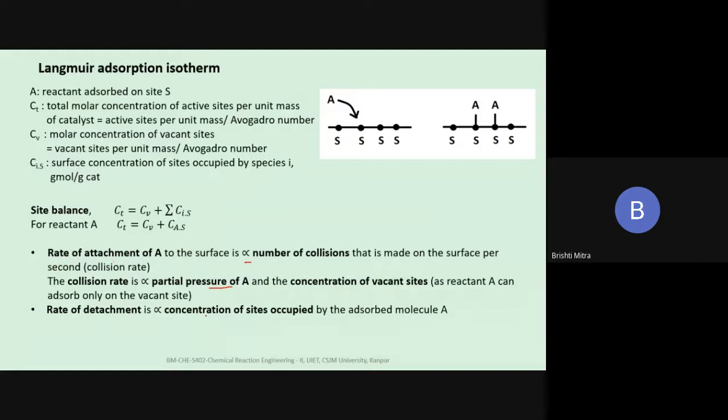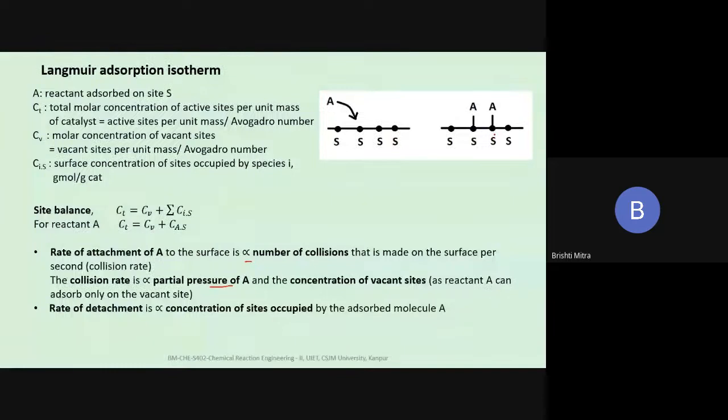That means the collision rate is proportional to the partial pressure of A and the concentration of vacant sites. The collision rate will determine how many vacant sites are there where it might get attached, because a reactant A can only adsorb on a vacant site. So this is the rate of attachment, or the rate of adsorption. The rate of adsorption is proportional to the number of collisions, which in turn is proportional to the partial pressure of A and the concentration of the vacant sites.